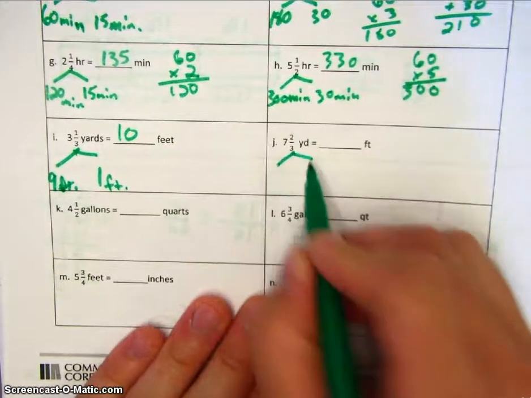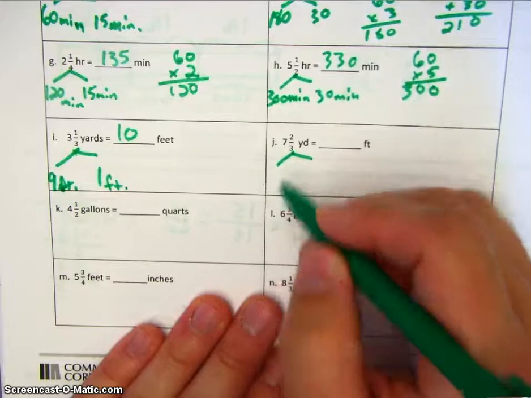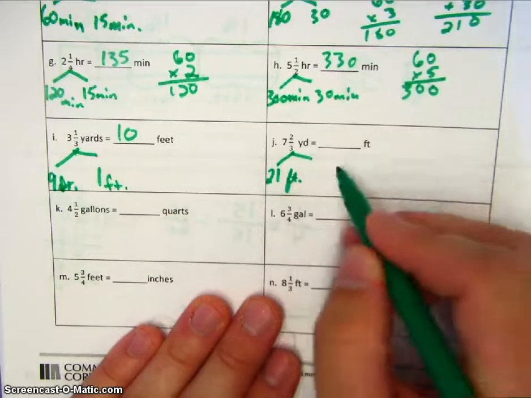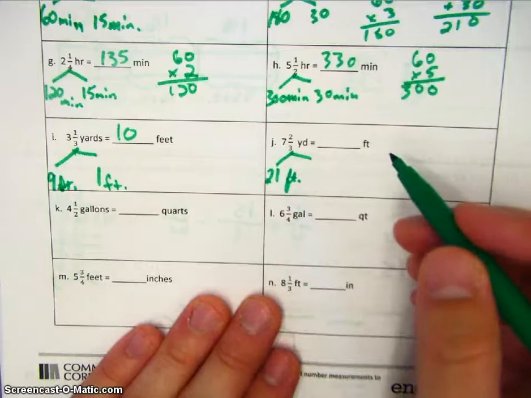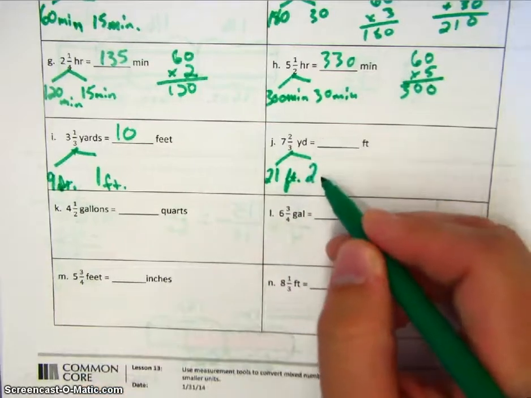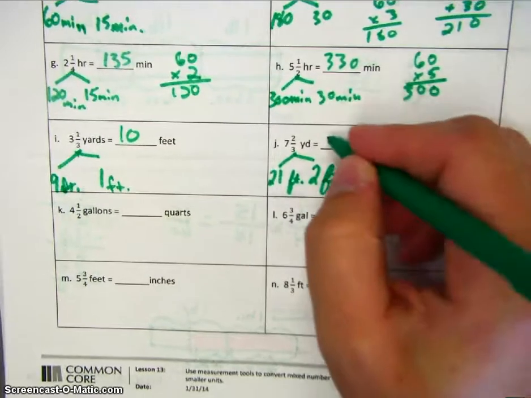So now our next one's a little bit different. 7 times 3, because of our 3 feet, gets us 21 feet. 2/3 of a yard. Well, again, 1 yard is 3 feet. So we have 2 of those, 2 feet. So we add these up, we get 23 feet.